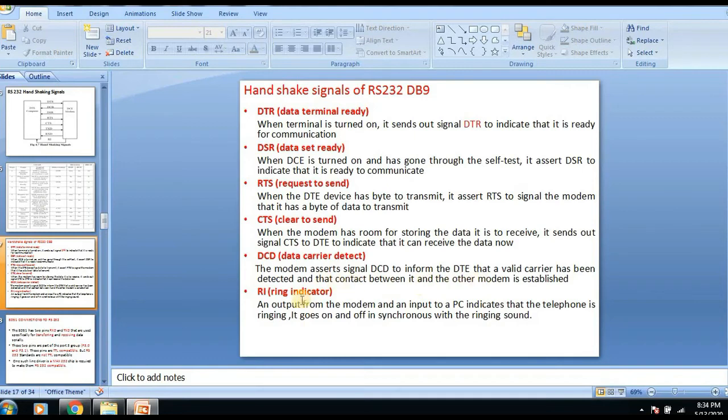And next we have ring indicator. This is an output from the modem and an input to the PC, which is nothing but the DTE. It indicates that the telephone is ringing, and it goes on and off in synchronization with the ringing sound. So these are the handshaking signals of the RS-232 DB9 when we communicate between the DTE and the DCE.